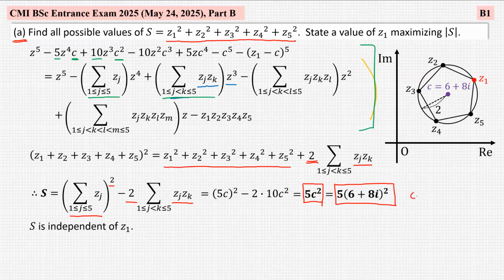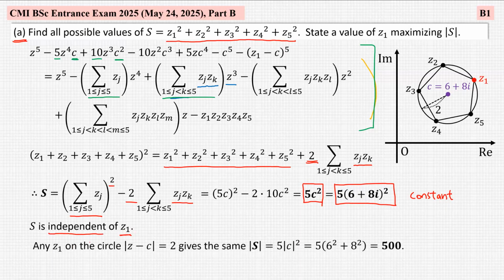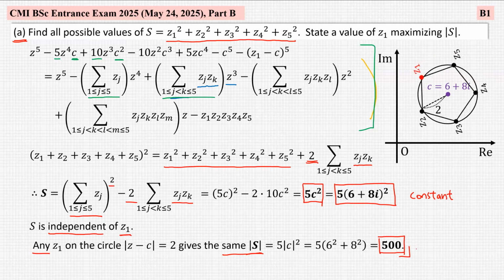Notice that S has a constant value, independent of the position of z1. This means that any point given on the circle as z1 gives the same maximum value of the absolute value of S, which is 5 times the absolute value of c squared, hence 500. This value never changes even if the position of z1 on the circle changes.